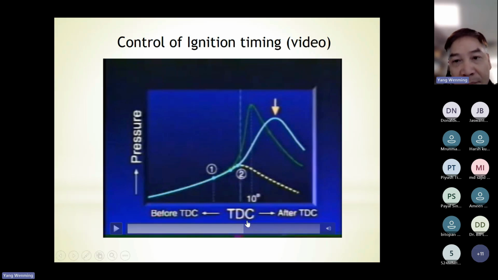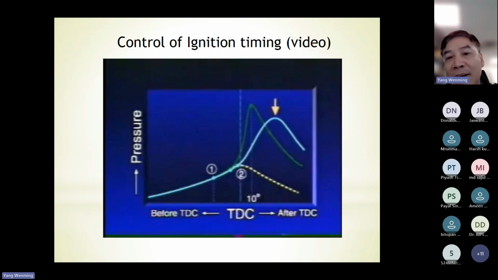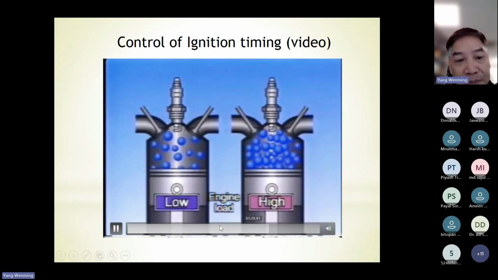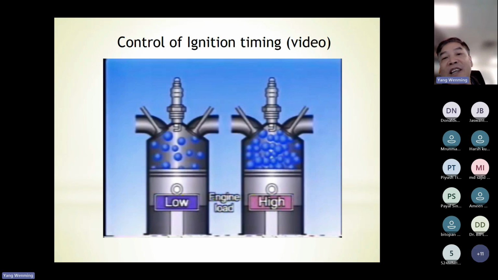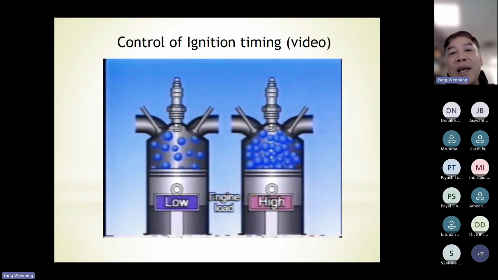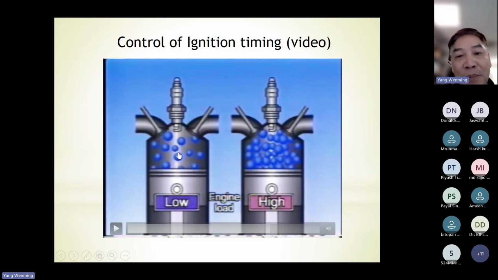Okay, so this is the effect of engine speed. At higher engine speed conditions, usually you should advance ignition timing. The second one is the engine load's impact on the ignition timing. This one is lower engine load conditions. This one is higher engine load conditions. Can you see the difference between these two?